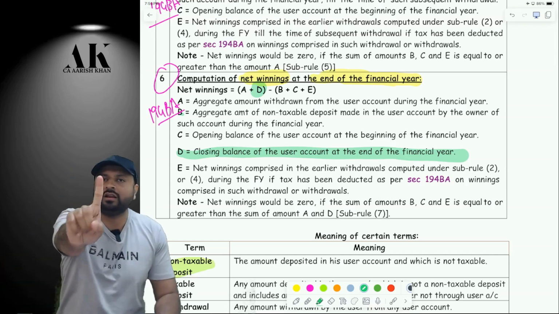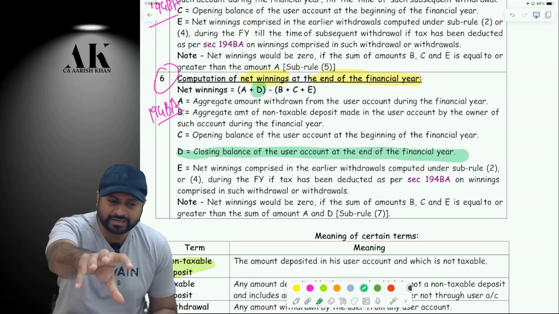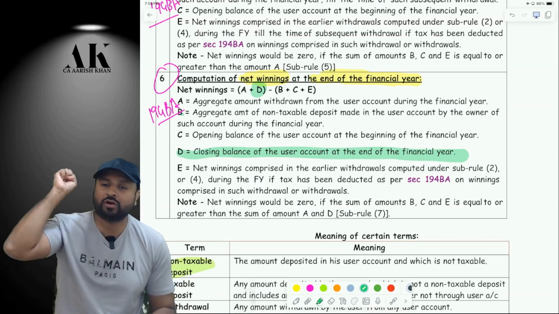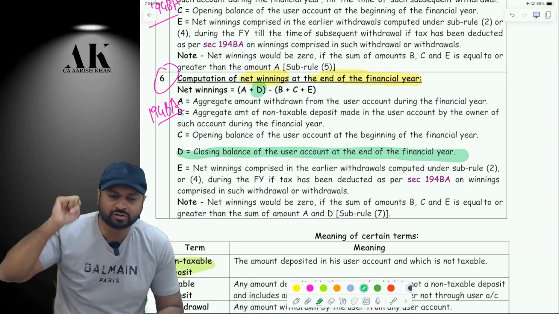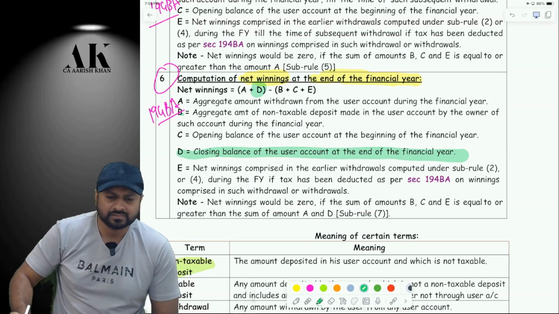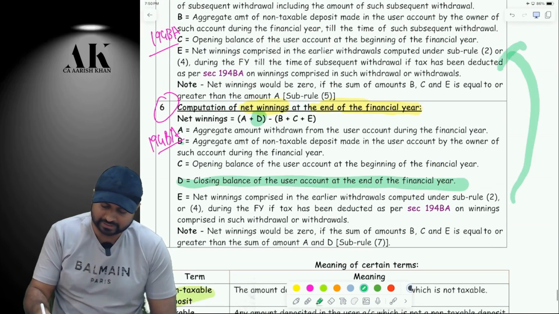During the first withdrawal, we were taking tax on what? Only on withdrawal. During the second, third and fourth withdrawals, also only on withdrawal. But at the end of the year, we will take tax on withdrawal as well as on closing balance. Yes or no? So you have to just add the closing balance over here. Rest all is the same as the previous example. Check it, please.